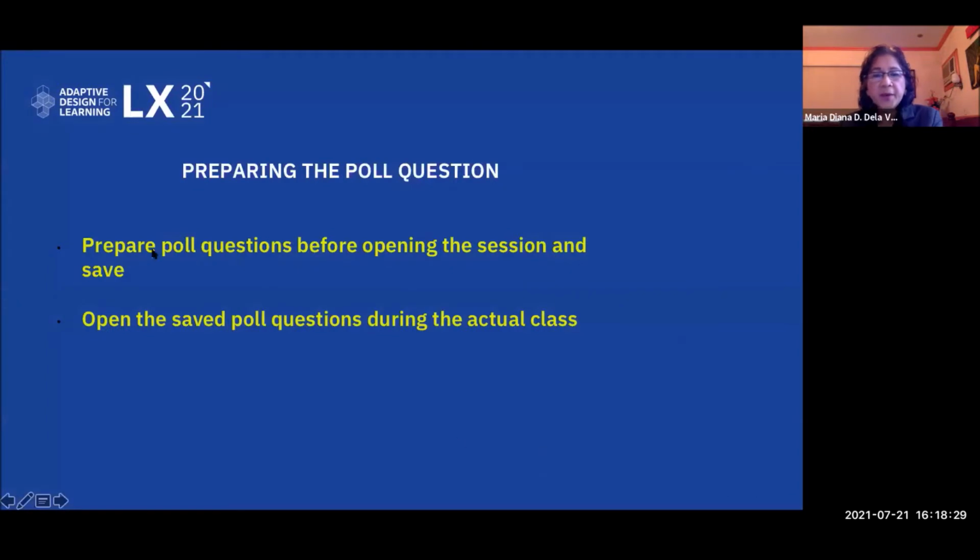So preparing the poll question, how do you prepare? Prepare poll questions before the opening of the actual session. You open Zoom and then prepare your questions, and then save them in Zoom.us. Then when you actually open your session, open the saved poll questions during the actual session.